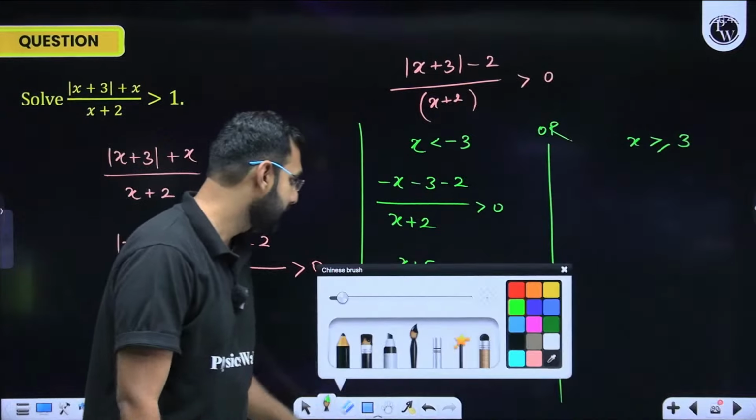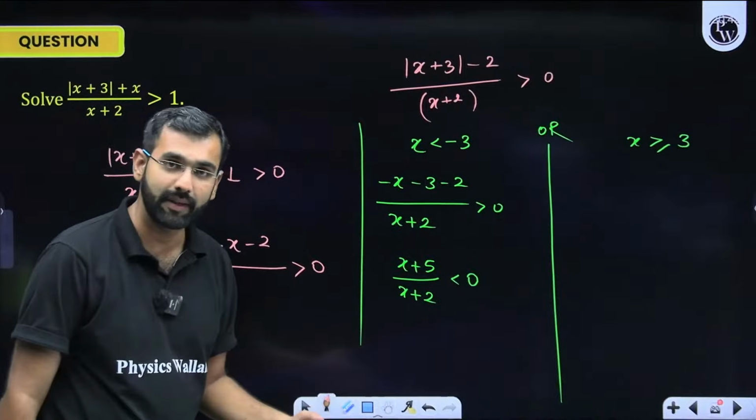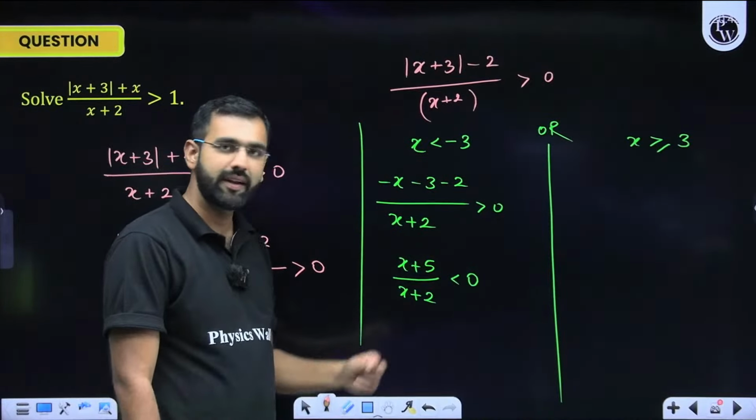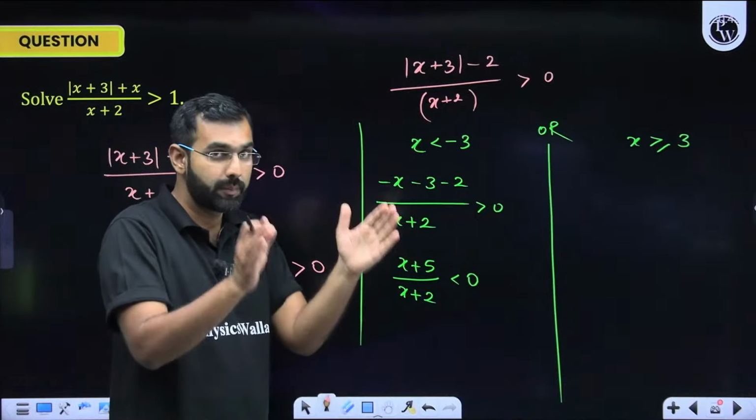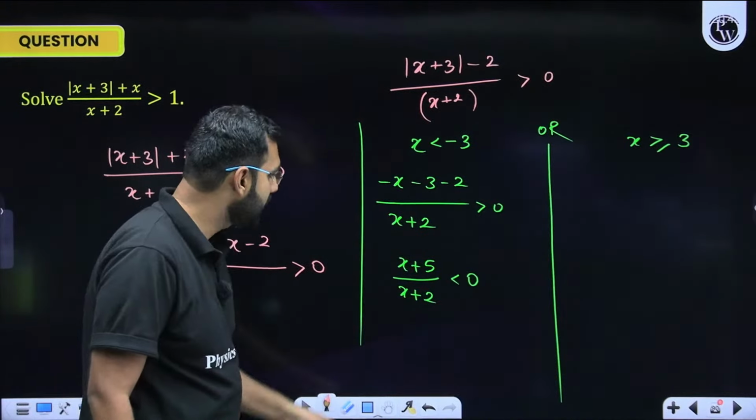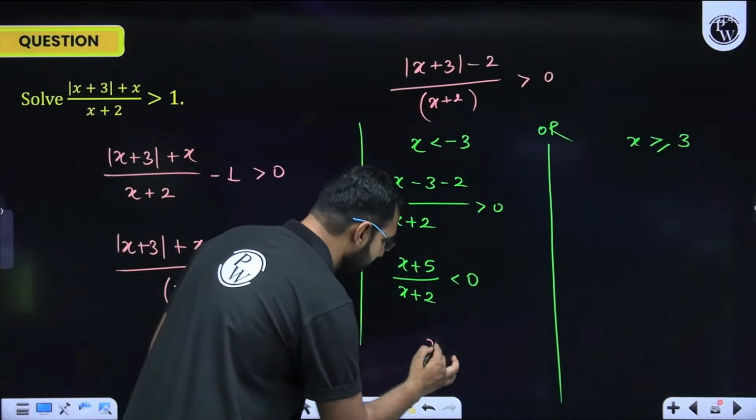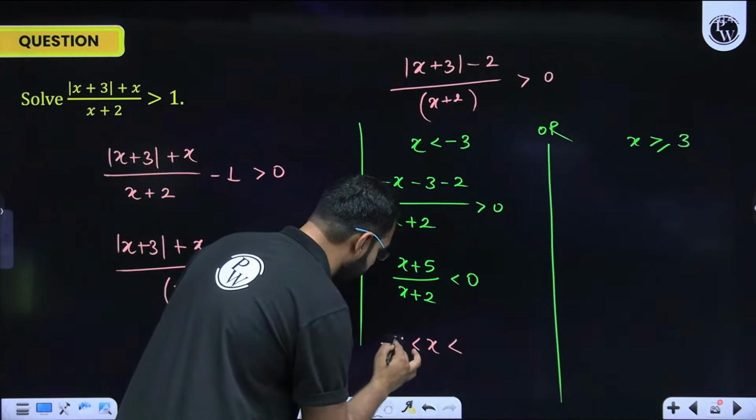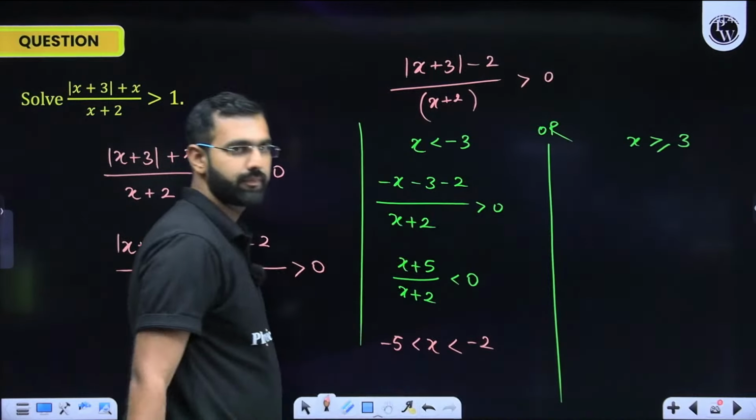Now from here, this clearly is like that wavy curve method. Roots are going to be minus 2 and minus 5. It needs to be negative, so between the roots, it happens between minus 5 and minus 2. So here I'll say that x lies between minus 5 and minus 2.